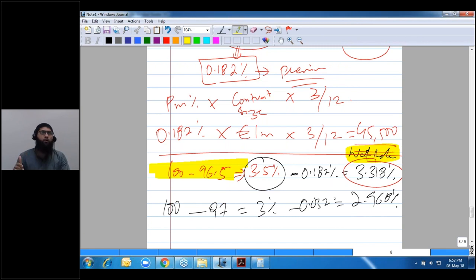And the premium is an outflow. So if the premium is an outflow, what is going to happen is that I will receive this interest and I will pay off the premium. So the net result is that 3.318% is the net rate that I'm going to get. Do you get it now? Lin Thiu, do you get it now?